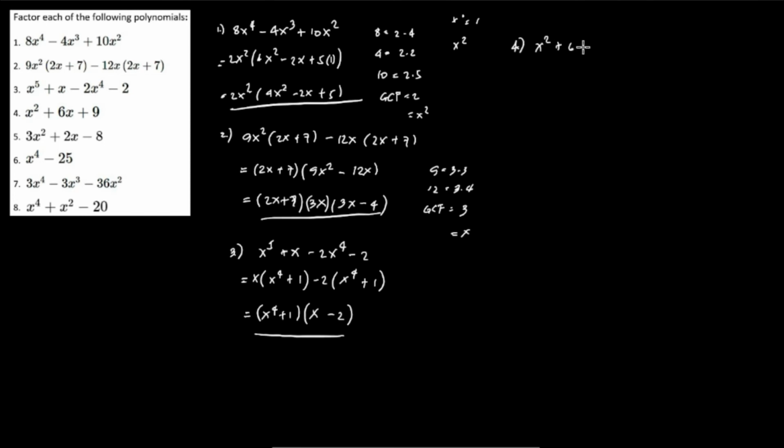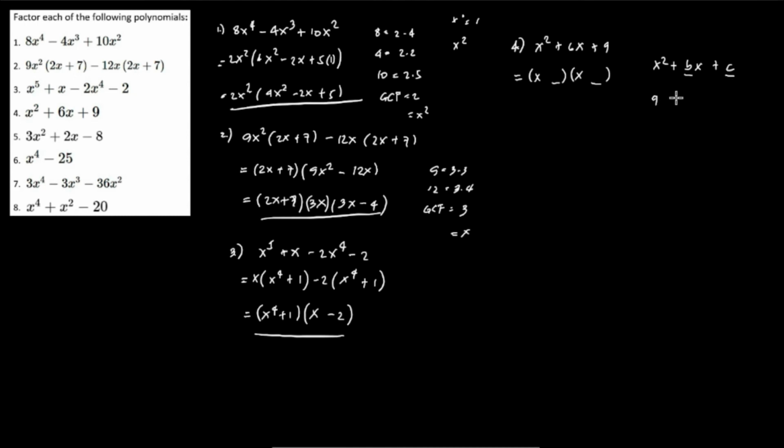x squared plus 6x plus 9. There are 3 terms: x squared, 6x, and 9. Using factoring trinomials, x squared plus bx plus c, always put 2 parentheses. The first parenthesis should have a binomial and another binomial, with x and another x. The first number and the second number, when added, should be the value b, and when multiplied, should be the value c.